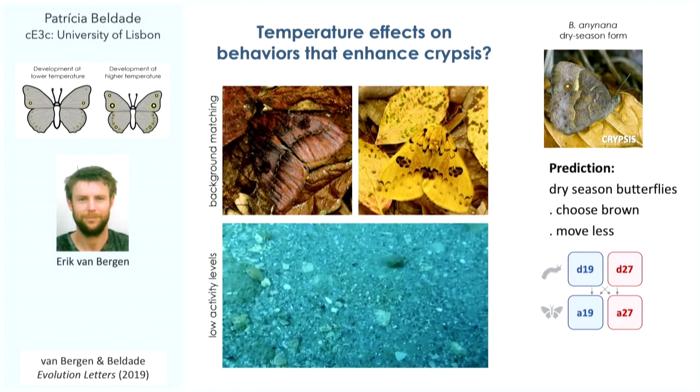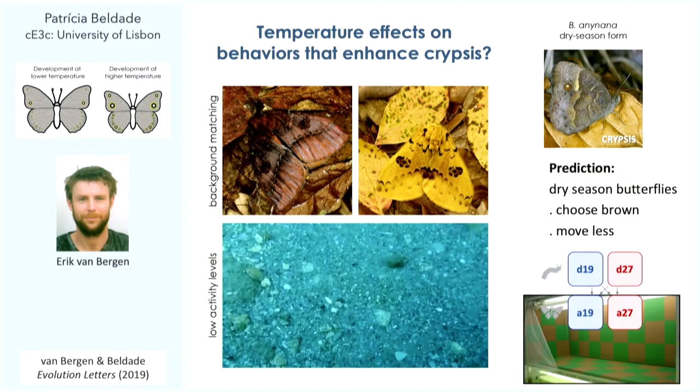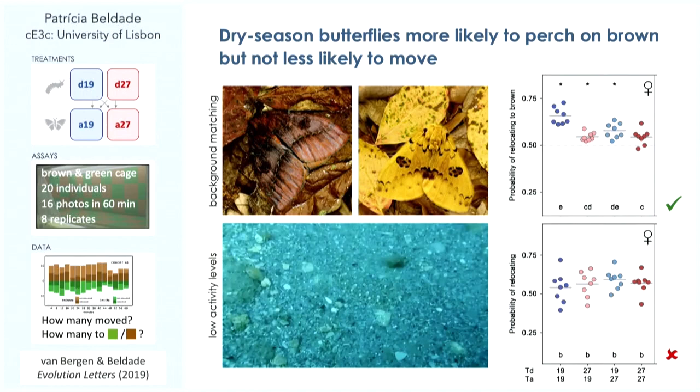And we put them in these cages that Eric built with his own hands that had backgrounds of squares of green and black, okay? And essentially, he would throw a bunch of butterflies inside of these cages. They're large enough that they're flying and doing their normal thing. We take photos every 4 minutes and just see how often they move, and when they move, do they tend to go to brown versus to green, okay?